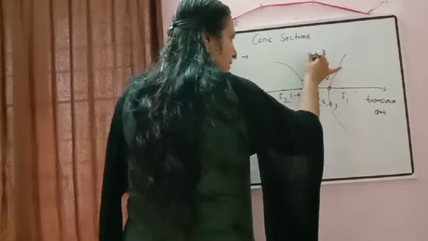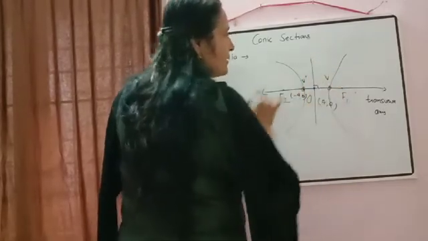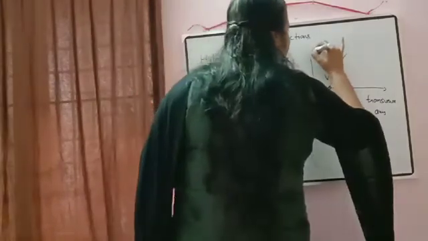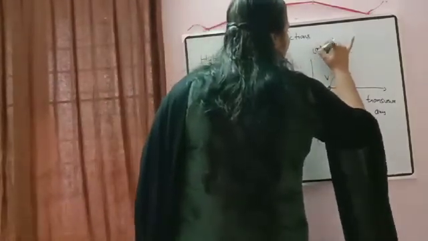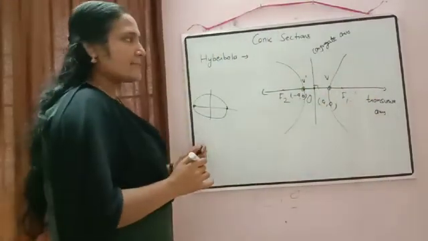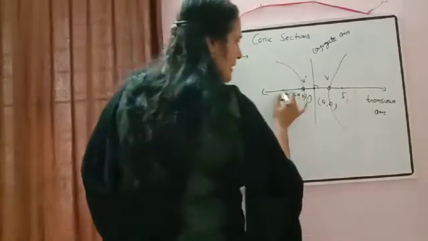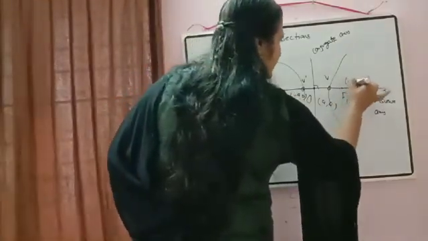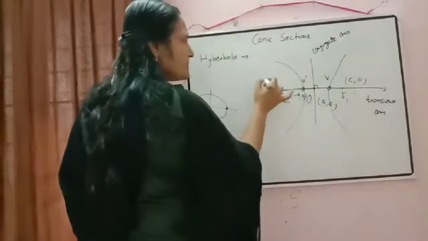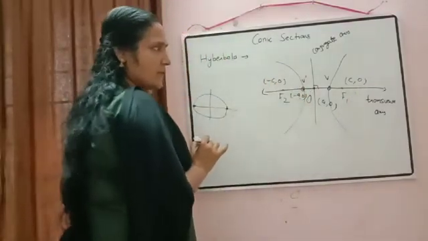The line segment passing through the center and perpendicular to the transverse axis is called the conjugate axis. Now we don't have a minor axis, here we will name it the conjugate axis. Again the rest of the formulas will be the same. The foci will be denoted by c comma 0, and here it will be minus c comma 0. Okay.